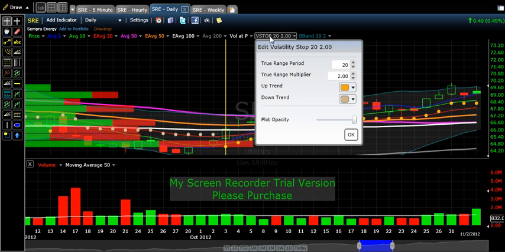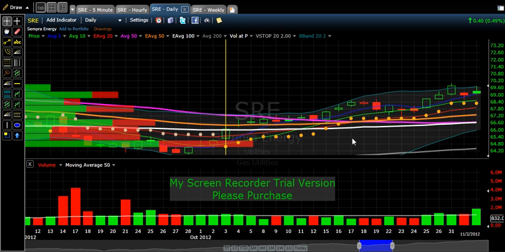The default settings that I use are 20 and 2.0, which is a function of a feature called the average true range, which I know is another feature of technical analysis that basically expands or contracts depending on the price action of an individual stock.